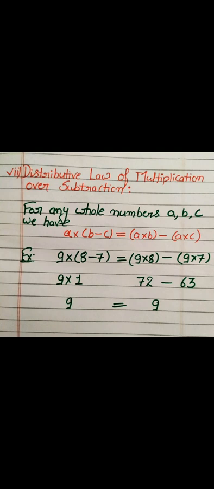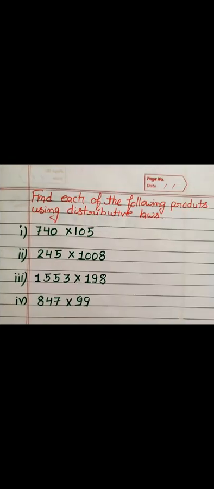the same value, like 9 into 1, 9 ones are 9, and on the right hand side 9 8s are 72 and 9 7s are 63. After subtraction we will again get 9. So how can we use this law? Now listen, here we have to find each of the following products using the distributive law.